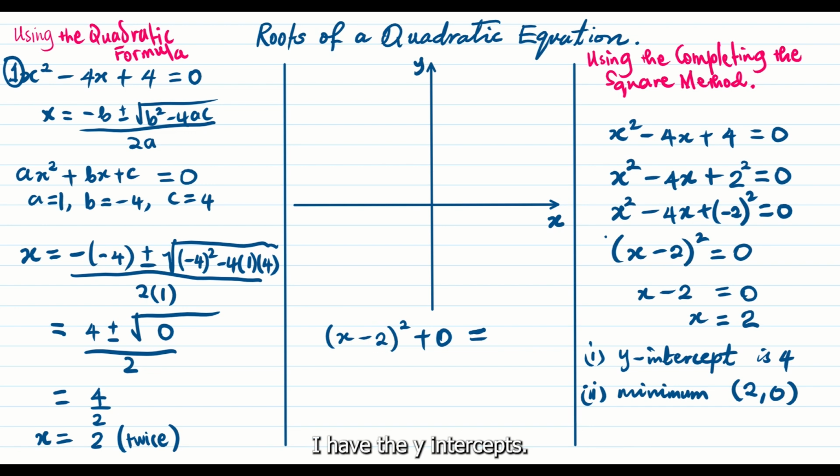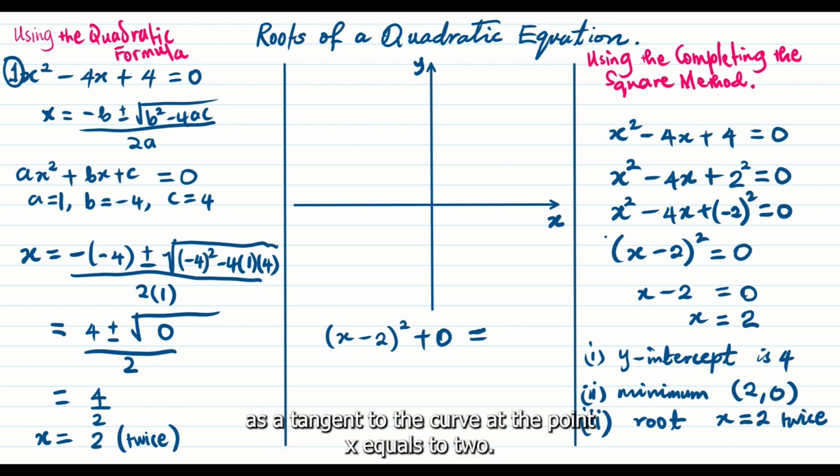I have the y-intercept now. The other thing we need is the roots, and we already solved for x. So we know that the root is 2. x equals 2, okay, twice, don't forget. x equals 2 twice. It just means that the x-axis acts as a tangent to the curve at the point x equals 2. When we start sketching, you will see what I mean.